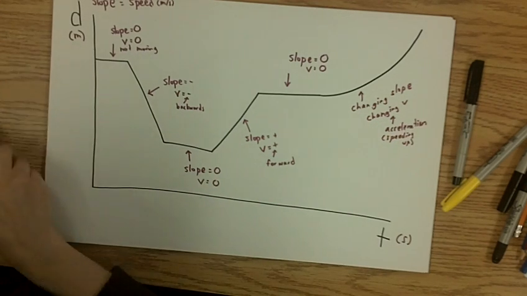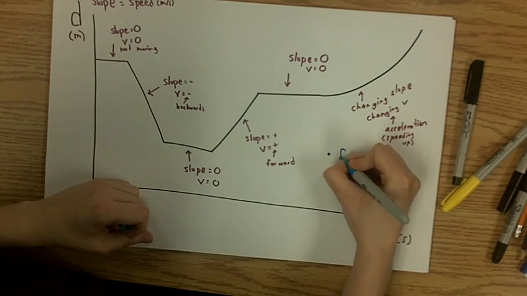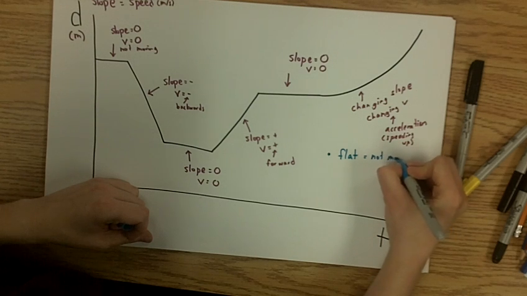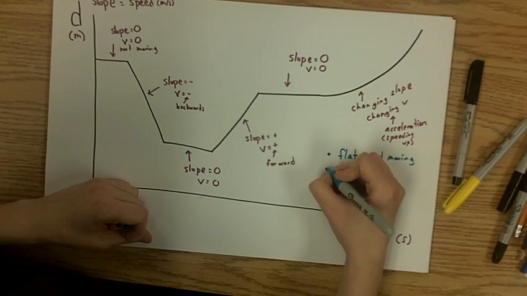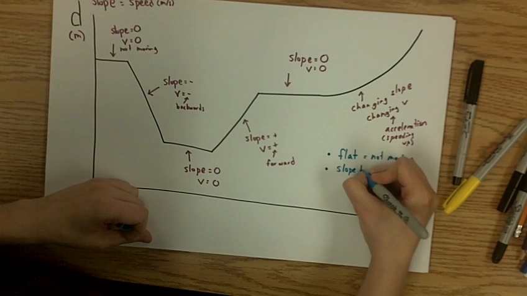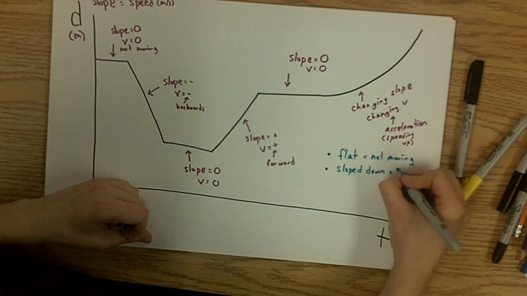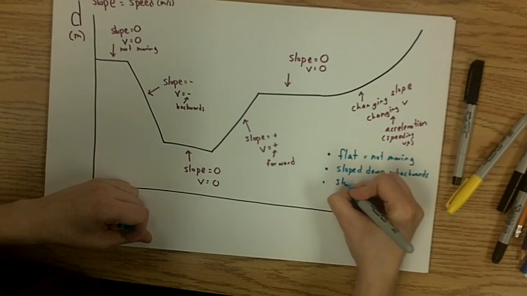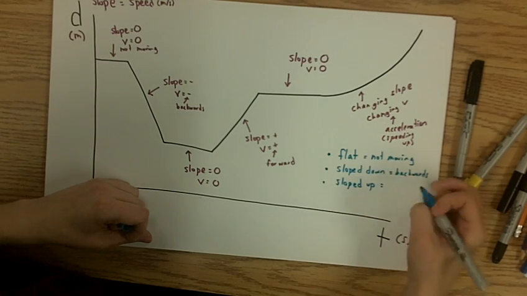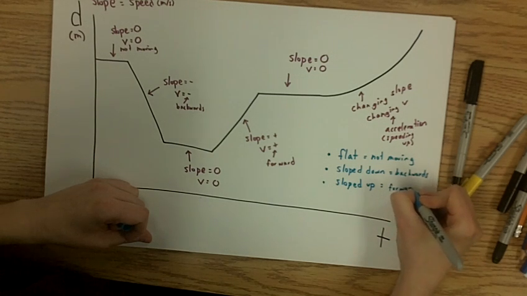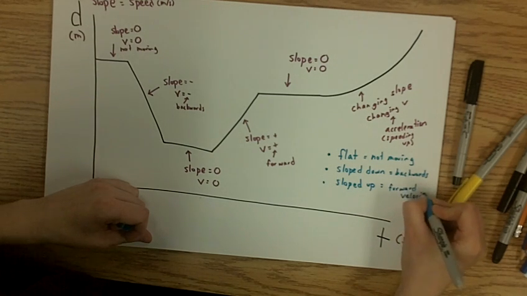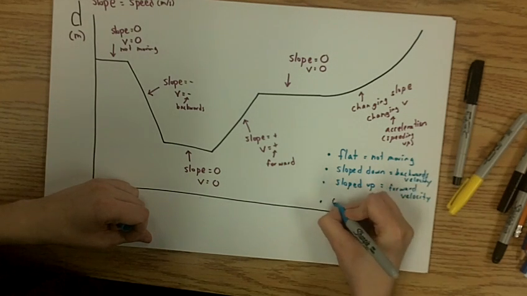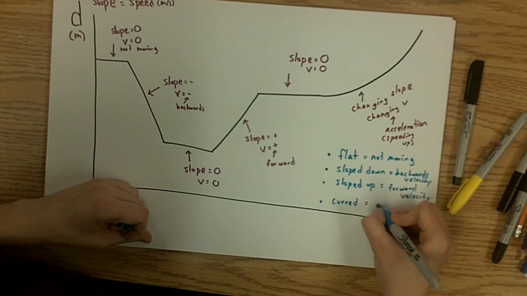To summarize, flat on a DT graph means not moving. Sloped down means backwards velocity. Sloped up means forward velocity. And curved means acceleration.